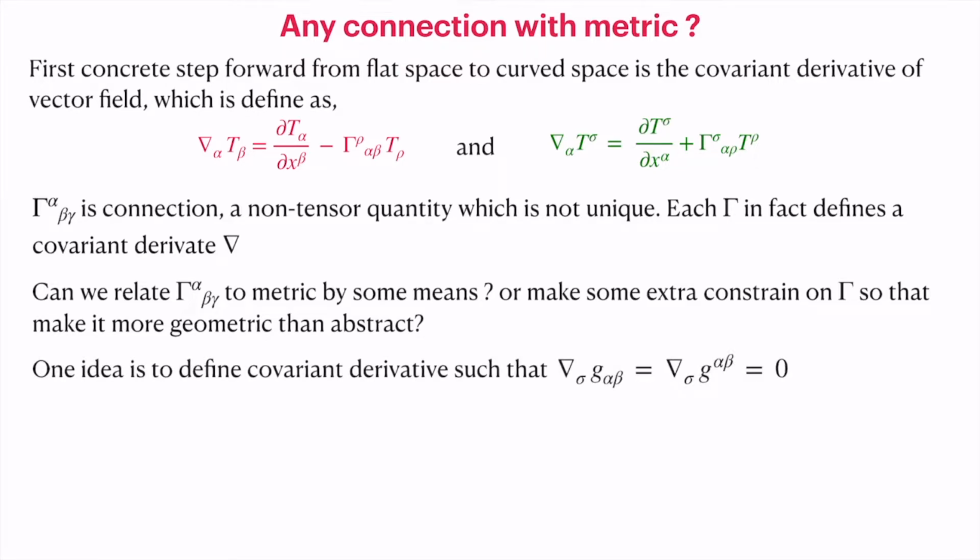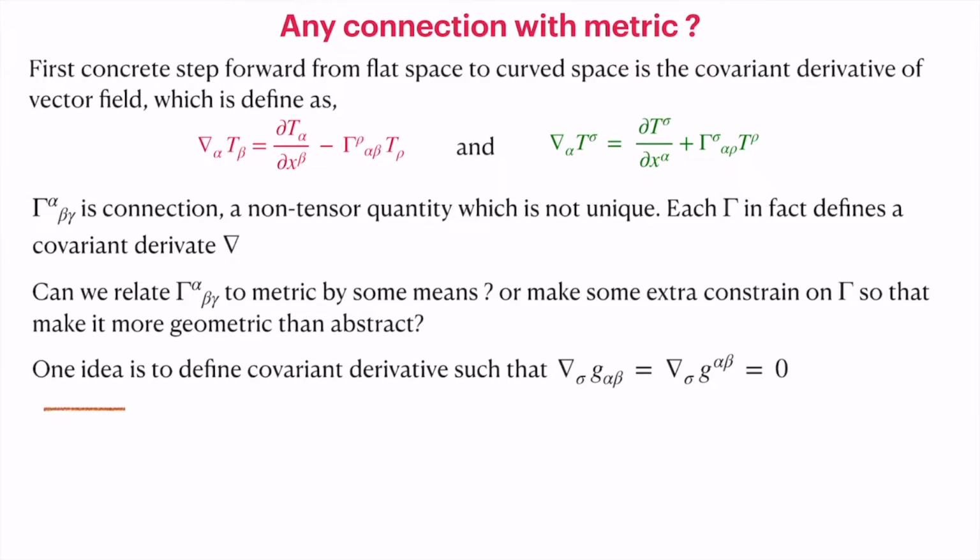Now one of the ideas is to say that your metric tensor is constant with respect to the new derivative operator, or covariant derivative operator, that is, delta sigma G alpha beta is equal to delta sigma G alpha beta upper is equal to 0. What is the reason for that?